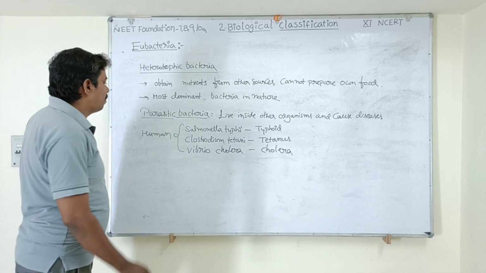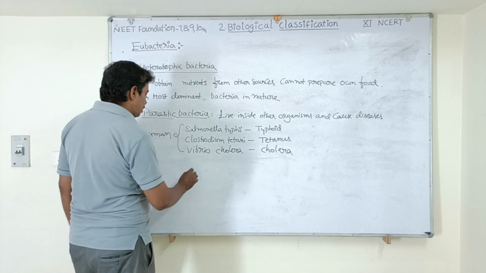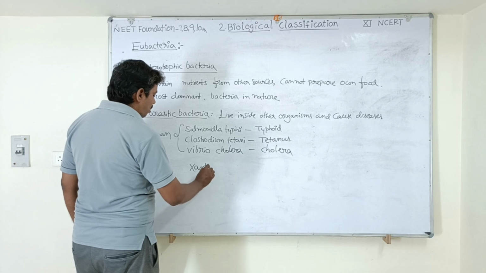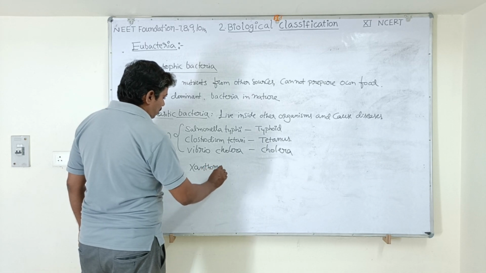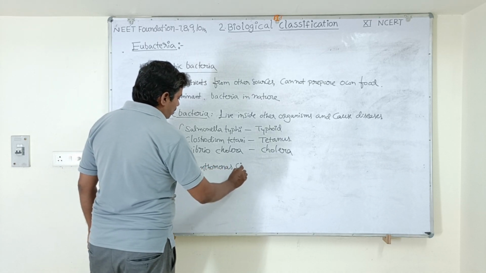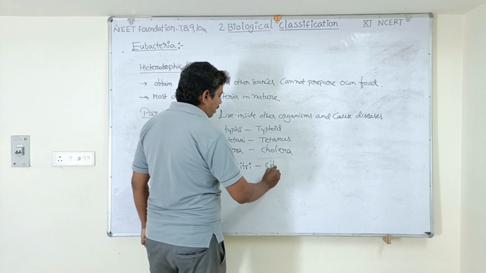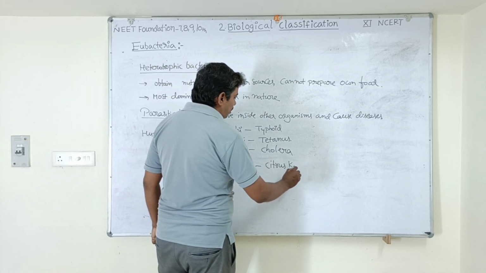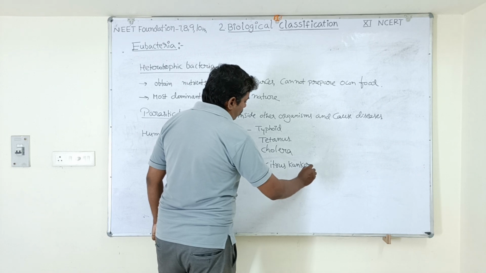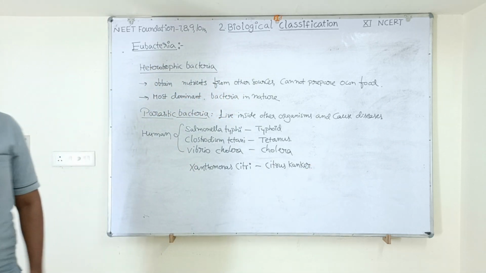Now we will discuss about a bacteria which cause disease in the plants. Xanthomonas citri. This causes a disease called citrus canker. Citrus canker. So come on students, note down this.